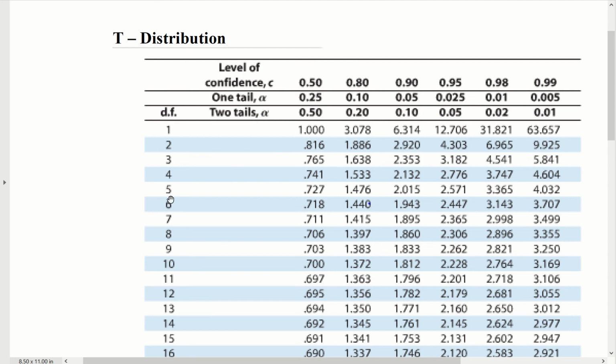Alternatively, if we wanted to use the chart, we have 6 degrees of freedom, so we come down to the DF of 6. We can just simply look up to the confidence level we want, which is the 99% confidence level. So 6 degrees of freedom, going over to that 99% confidence level, would again show us that the T critical value here is going to be 3.707.